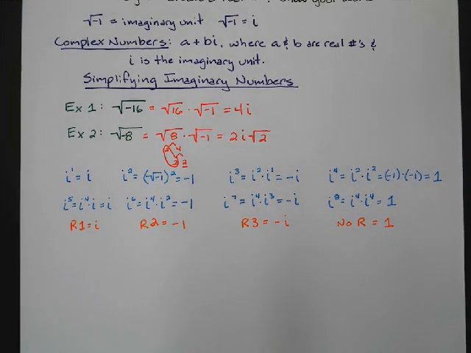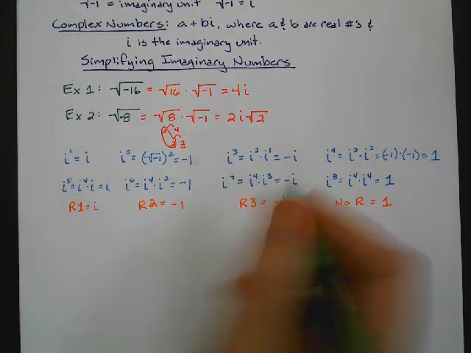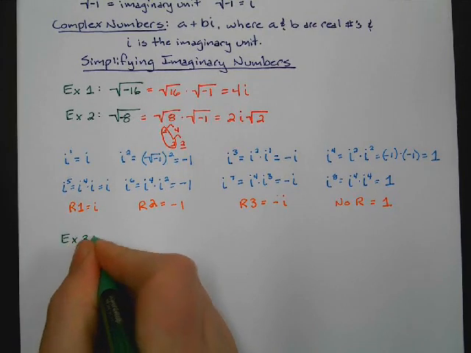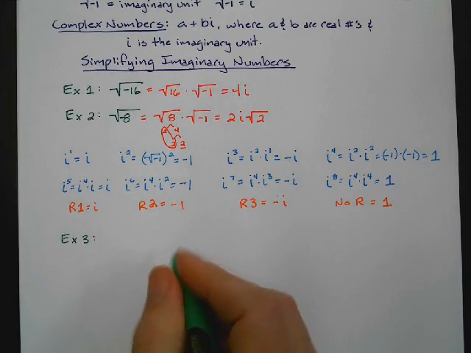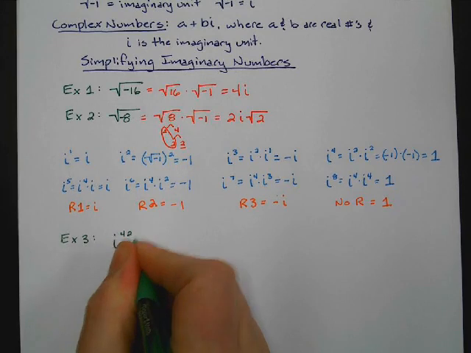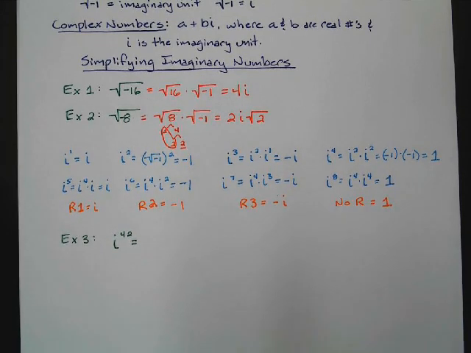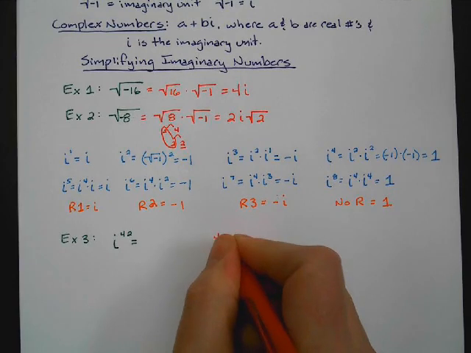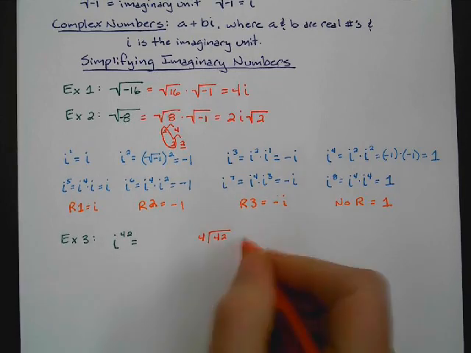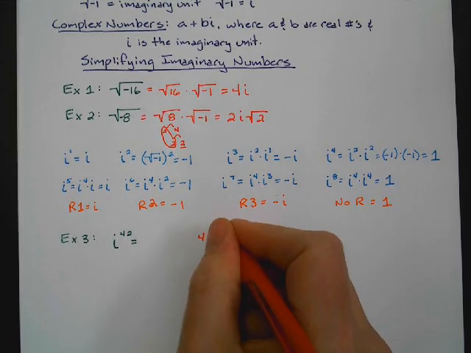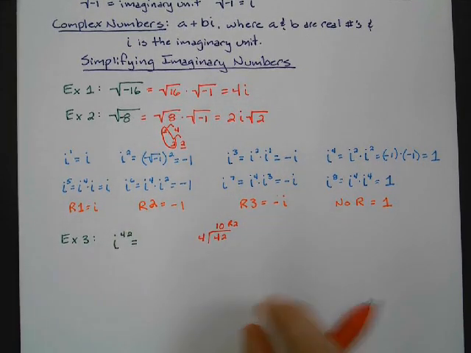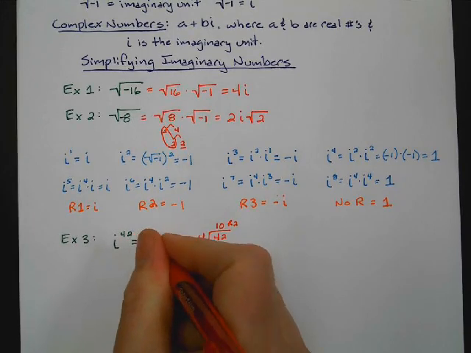So what if we got, on example 3, let's simplify i to the 42nd power. Well, what we would do is we take 42 and divide it by 4. 42 divided by 4 is 10 with a remainder of 2. So anything with a remainder of 2 has negative 1. So i to the 42nd power would be negative 1.